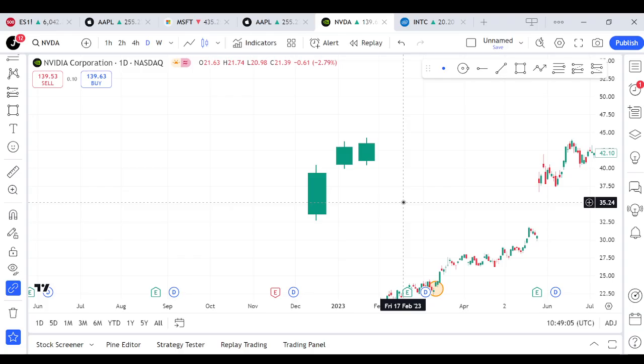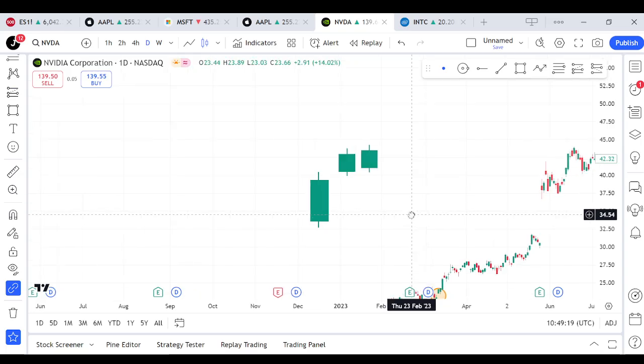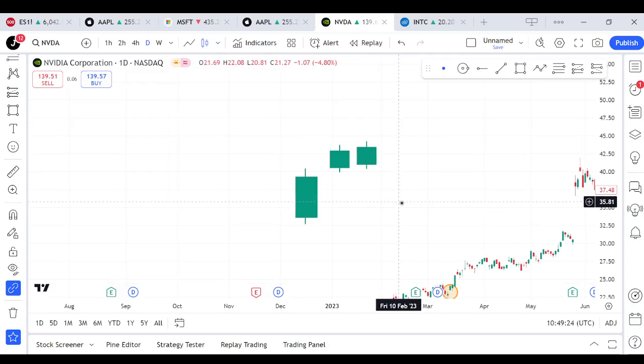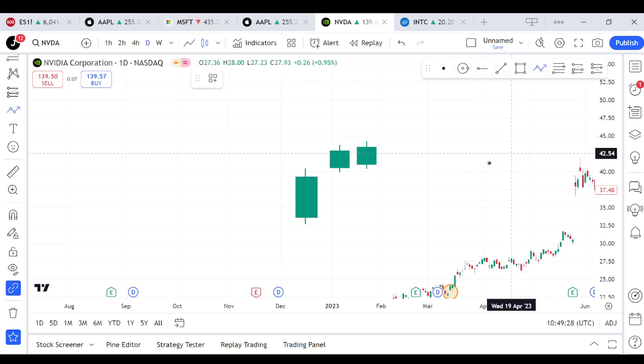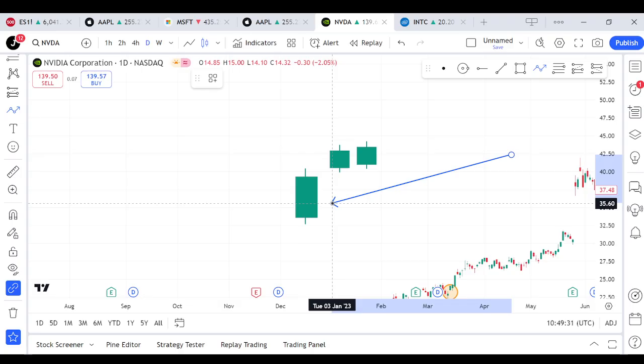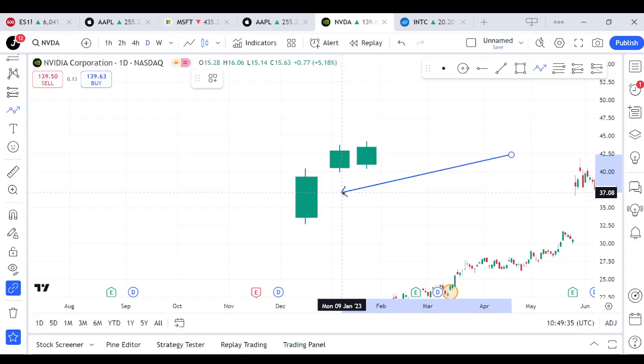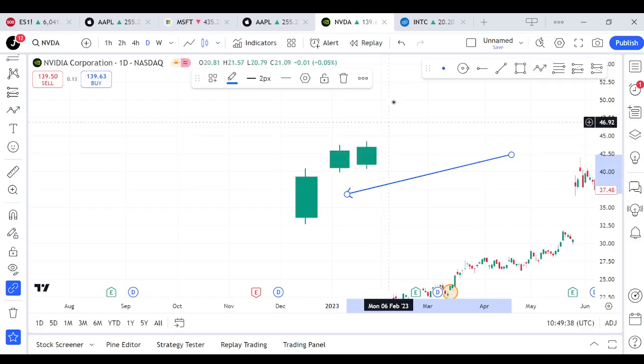So let's start with the pattern breakdown. The bullish side-by-side white lines pattern is a 3-candle formation that signals a continuation of an uptrend. Understanding its structure is key to recognizing this pattern in the market. So what are the structure components? We have the first candle, which is a strong bullish candle that confirms the ongoing uptrend. And then we have the second candle, and it opens with a gap up from the close of the first candle, indicating continued bullish sentiment.